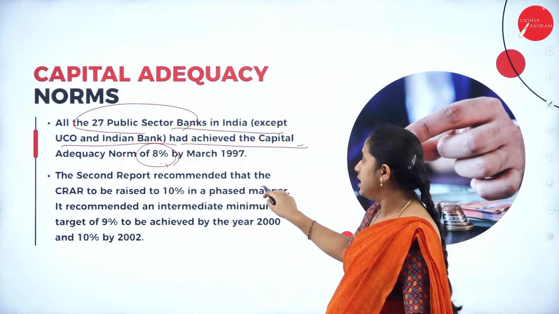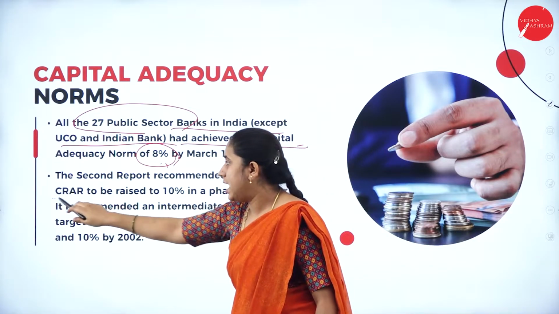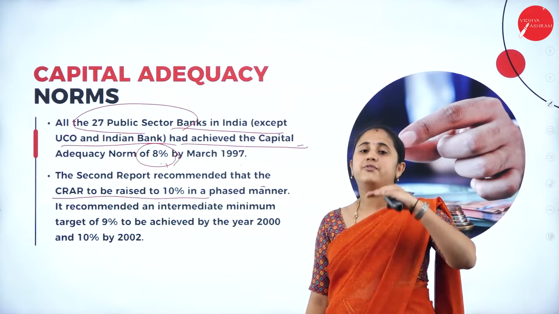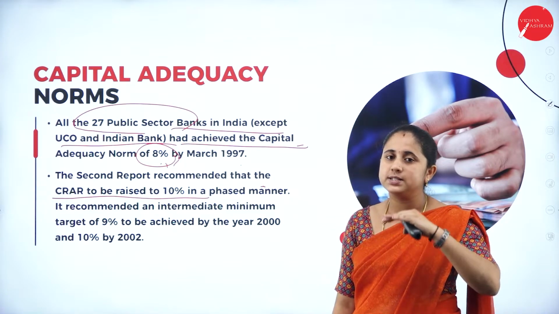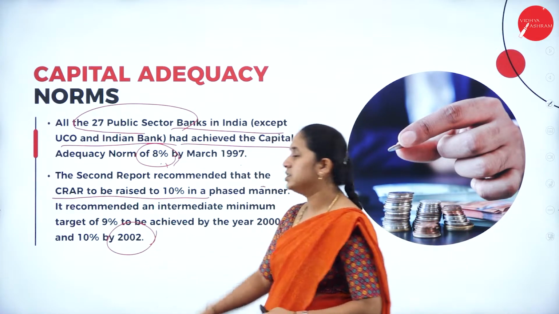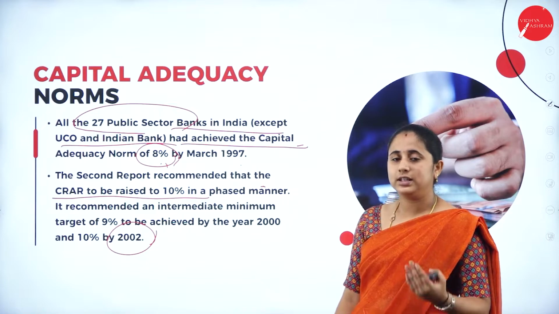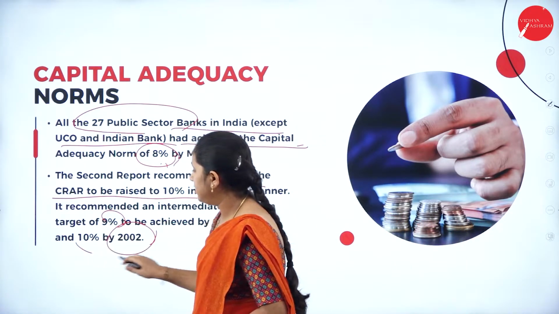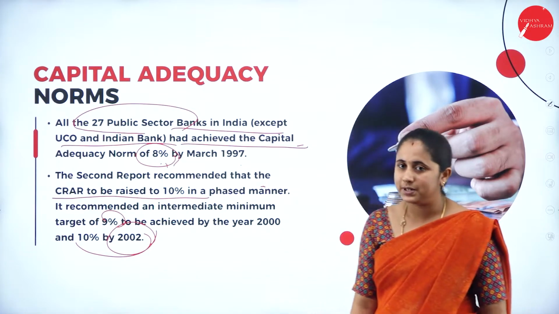The second report recommended that the CRAR be raised in a phased manner: first to 9%, then to 10% by 2002. Then the government increased the capital adequacy ratio to 9%, and later to 10%.